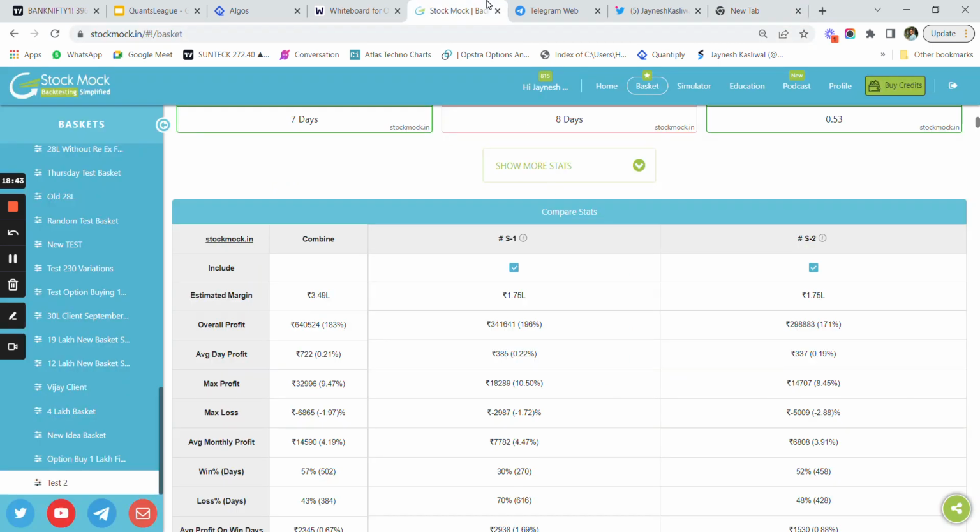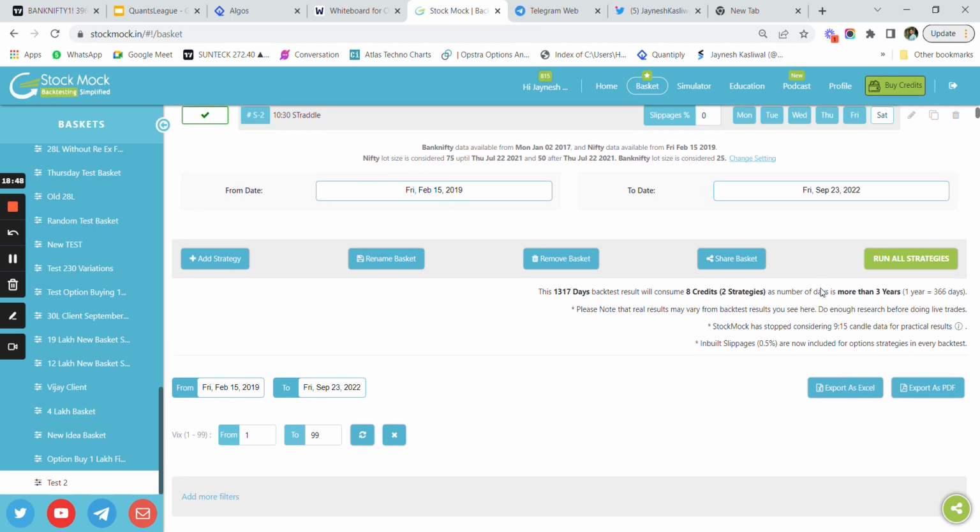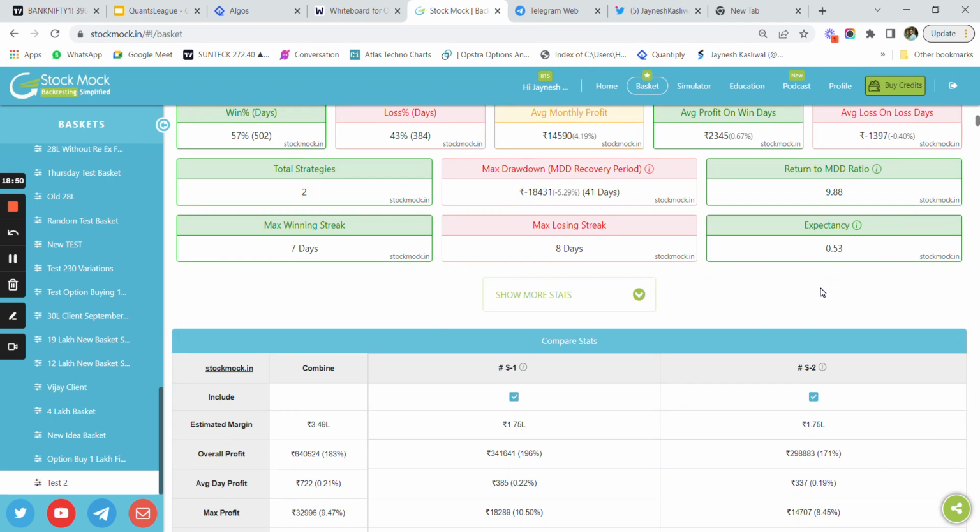And basically, so let's move on to the basket here. So you can clearly see that this is a good basket that can be traded.